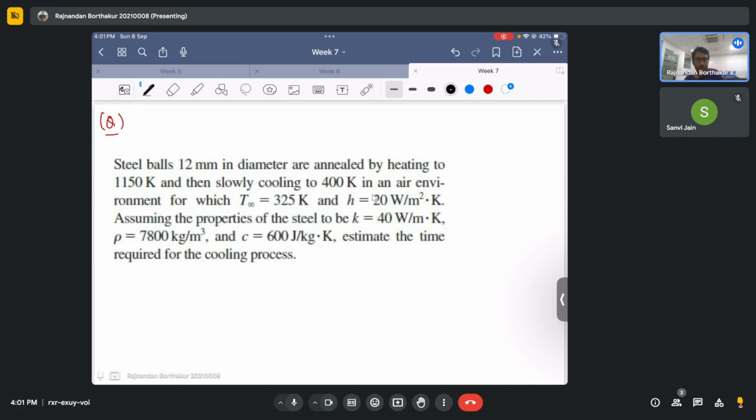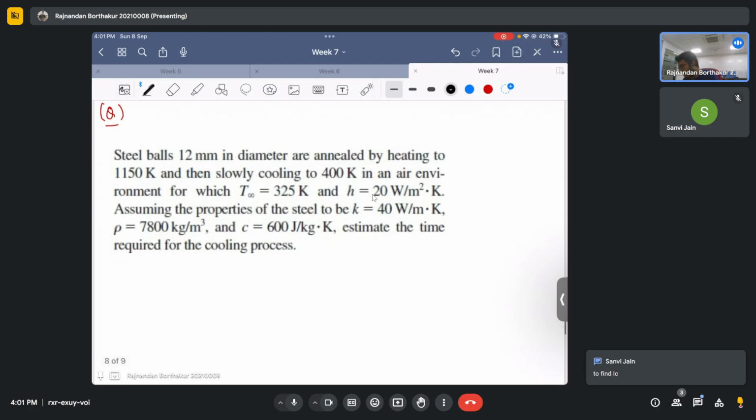So this problem appears simple, but first we need to find LC. In this case, what will be LC? It's a steel ball of a given diameter, so you can assume it to be a sphere. As you said, your LC will be just R by 3, or in terms of the diameter, the radius is diameter by 2, divided by 3.